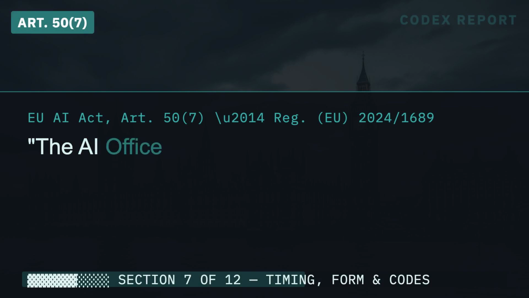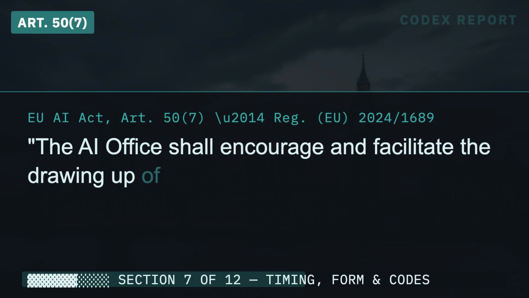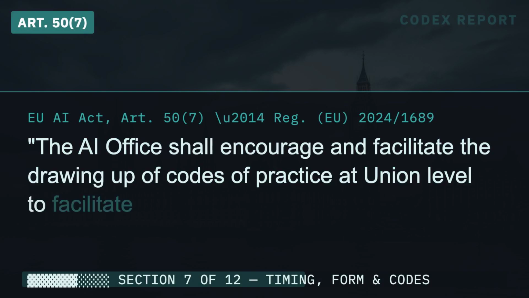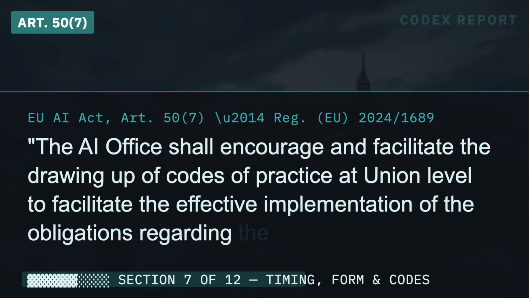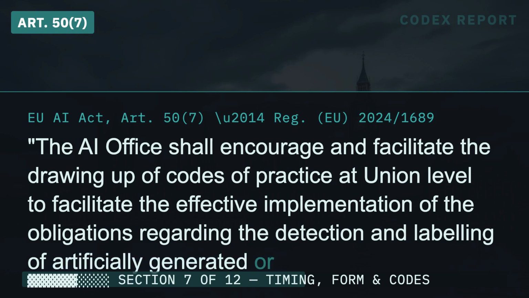The Commission may adopt implementing acts to approve those codes of practice in accordance with the procedure laid down in Article 56(6). If it deems the code is not adequate, the Commission may adopt an implementing act specifying common rules for the implementation of those obligations in accordance with the examination procedure laid down in Article 98(2).